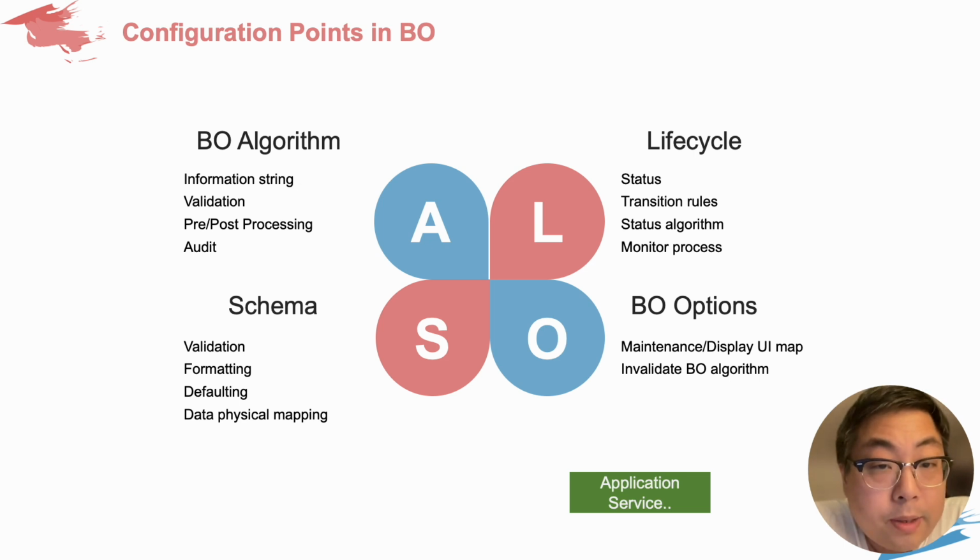The last bit is the options on business objects, where you define the maintenance or display UI map, and whether you want to temporarily inactivate a BO algorithm. One more thing I didn't mention is the application service. You will see that on the business object as well for security setting.